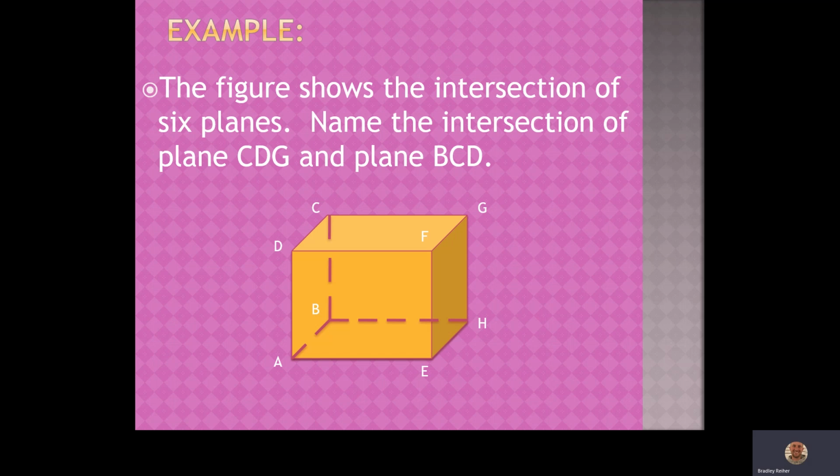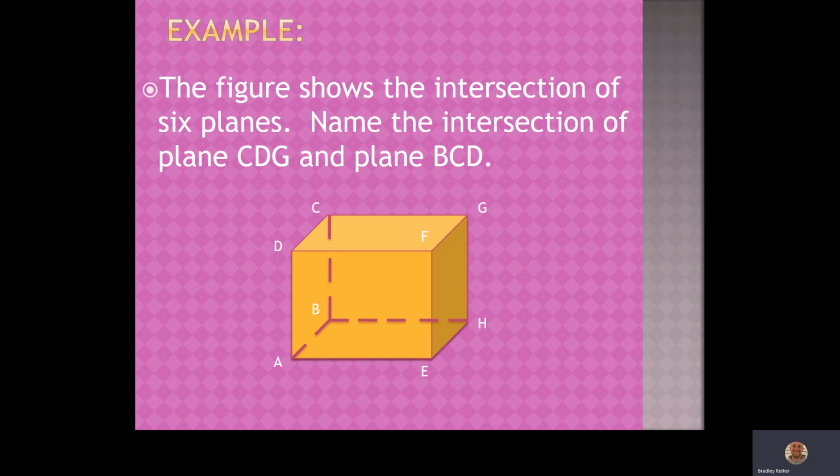Remember, to name a plane, you only need 3 letters. There's only one plane that has the 3 points C, D, and G. Is it the floor, the ceiling, the front wall, back wall, left wall, or right wall? Okay, hopefully you recognize that that's the ceiling. On your notes, you should probably write that in there. Write ceiling underneath those 3 letters, CDG. Find plane BCD. That's the left wall. Write that in there on your notes.